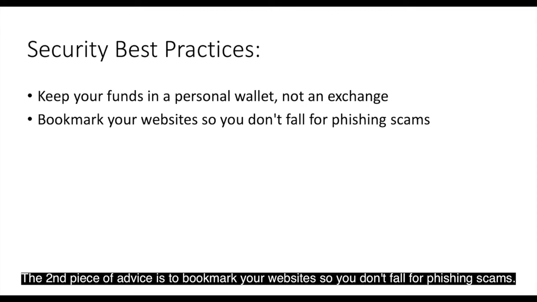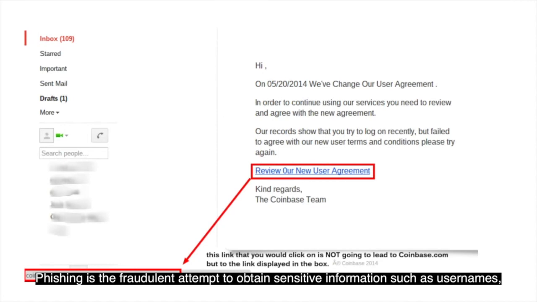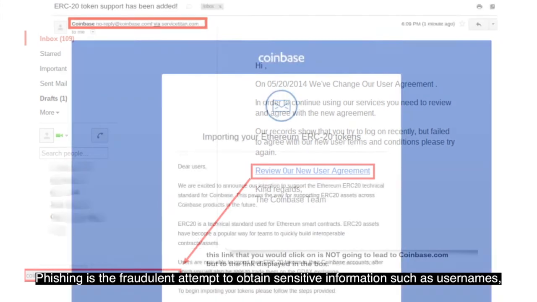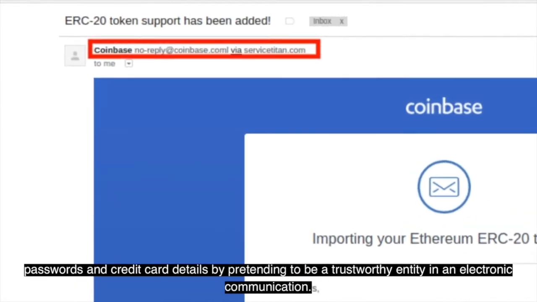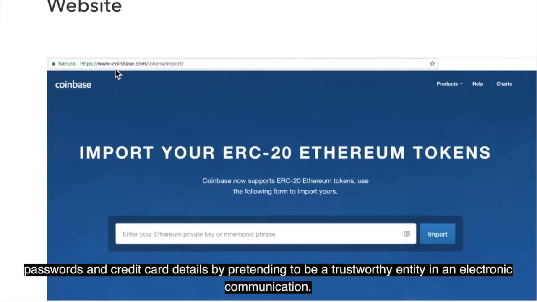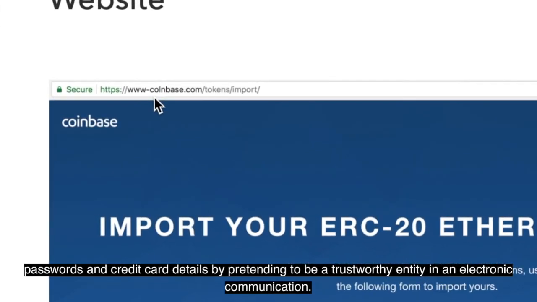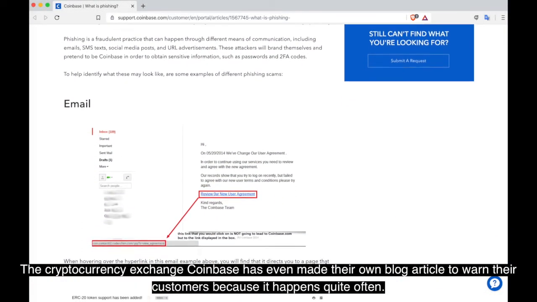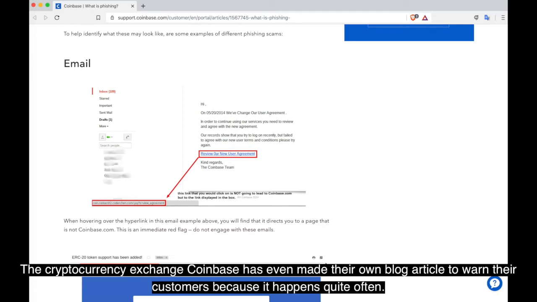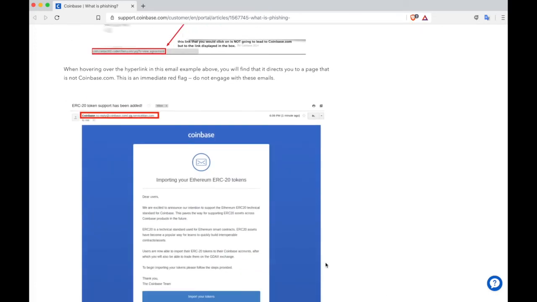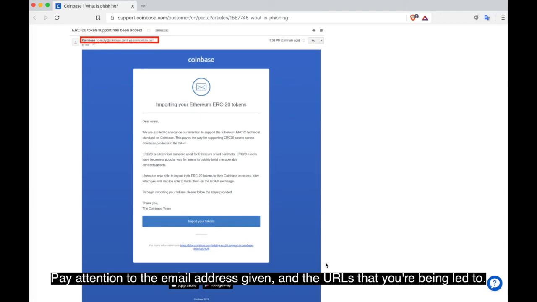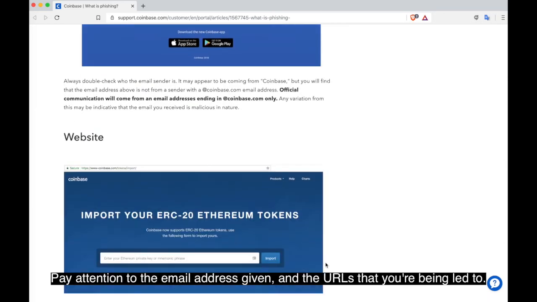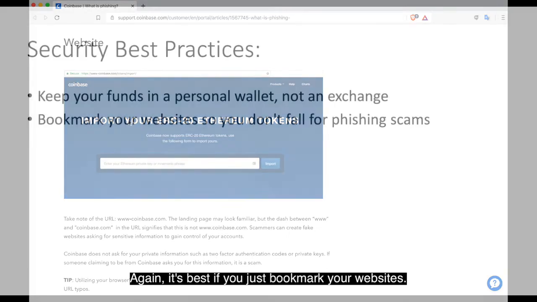The second piece of advice is to bookmark your websites so you don't fall for phishing scams. Phishing is the fraudulent attempt to obtain sensitive information such as usernames, passwords, and credit card details by pretending to be a trustworthy entity in an electronic communication. In the world of digital money, this is something to be very careful about. The cryptocurrency exchange Coinbase has even made their own blog article to warn their customers because it happens quite often. Pay attention to the email address given and the URLs that you're being led to. Again, it's best to bookmark your websites.